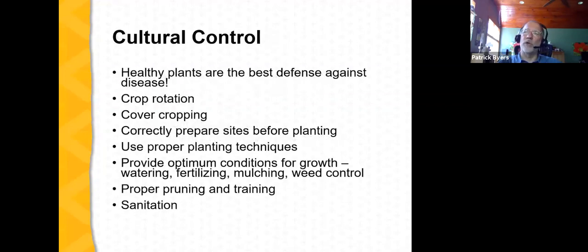Cultural control, this is huge. The way that you grow plants in the garden or on the farm has direct implications from the standpoint of developing a favorable environment for disease development. So again, think about that disease triangle. Here we're focusing on managing the environment to make it less conducive for diseases. And the bottom line is healthy plants are the best defense against diseases.